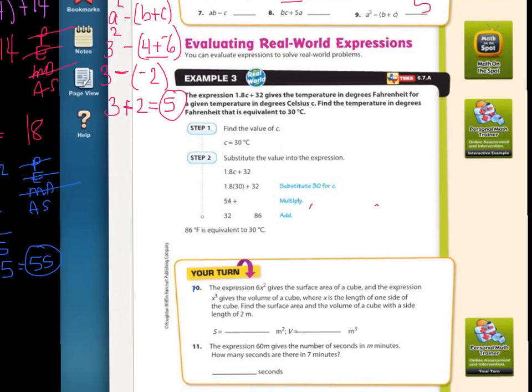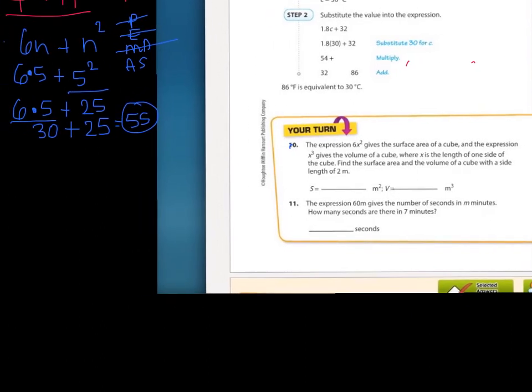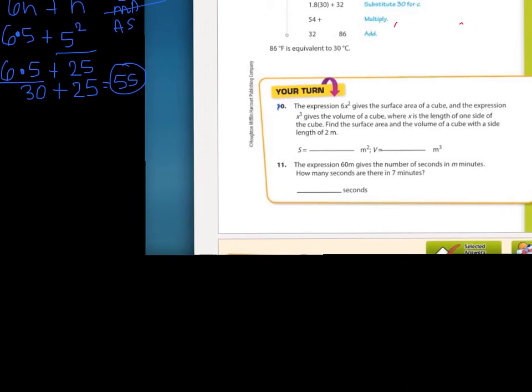Let's look at these problems down here. We practiced things like context clues last Friday. The expression 6x squared gives the surface area of a cube. Surface area is just like what you would wrap with wrapping paper. If you had a gift and you wrapped it in wrapping paper, everything that touches the wrapping paper is the surface area. So that's the formula for surface area of a cube, because there's six sides that would get covered with wrapping paper. That's where that 6 comes from.